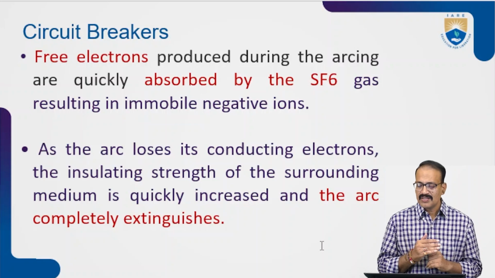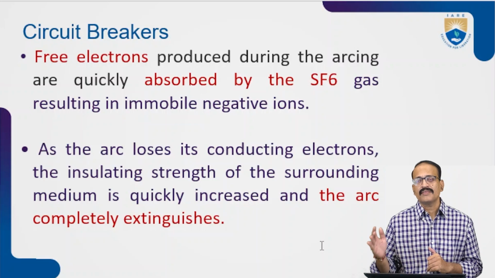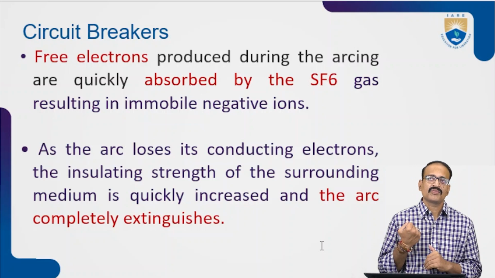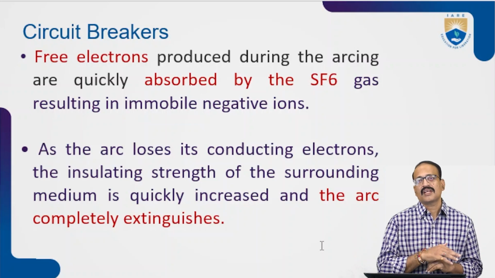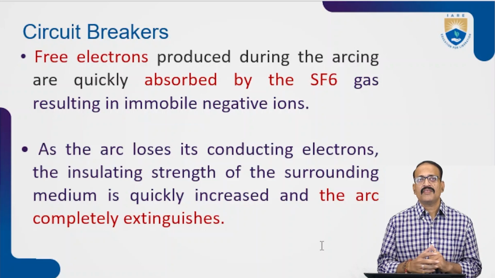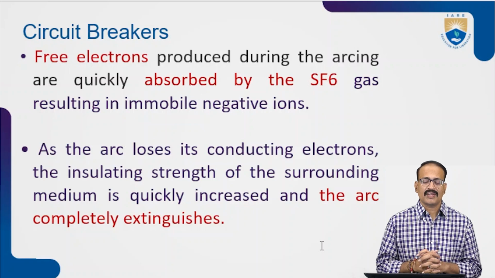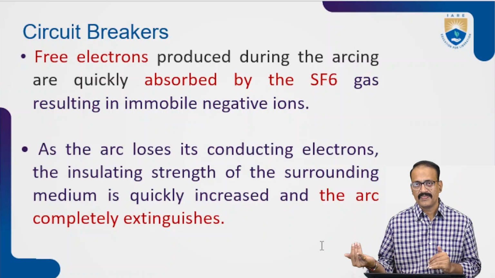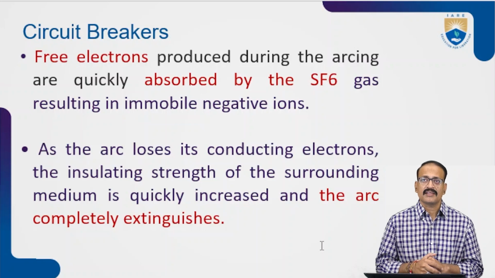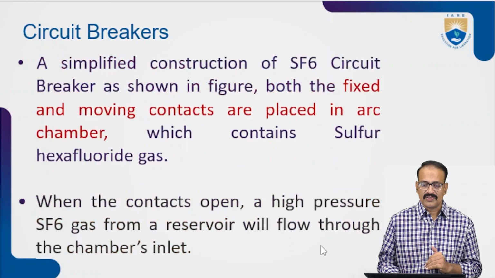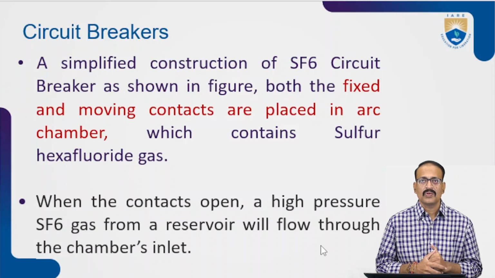The arc continues only when there is a movement of the electrons. If these electrons are absorbed by the SF6, the arc cannot proceed further. That means it is extinguished very quickly. As the arc loses its conducting electrons, the insulating strength of the surrounding medium is quickly increased. Whenever there are fewer free electrons, the dielectric strength automatically increases and the arc completely extinguishes.